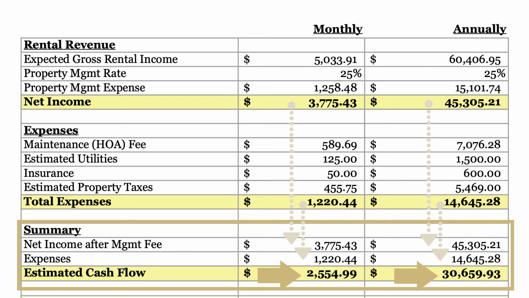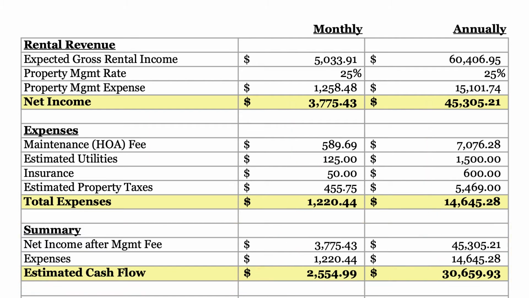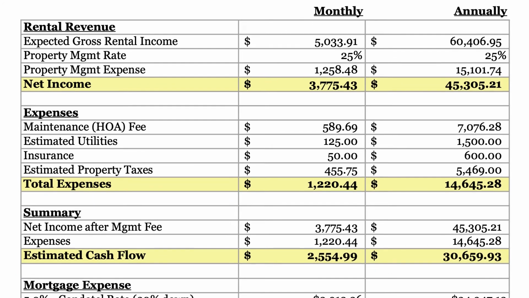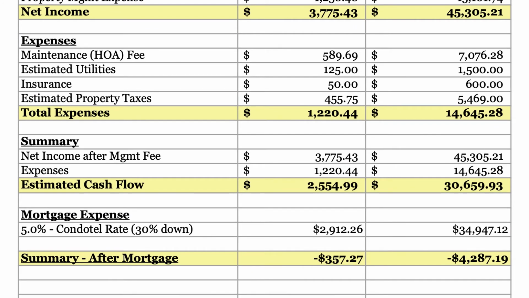If you purchase your property with all cash and you don't have to consider a mortgage expense, this is where our exercise would be complete. As you can see, after crunching all the numbers, we're estimating approximately $30,000 in annual cash flow for this particular property. However, if you're not purchasing your property with all cash, we have to take one more step and factor in the mortgage expense. Most short-term rentable investment condos will require 30% cash down.